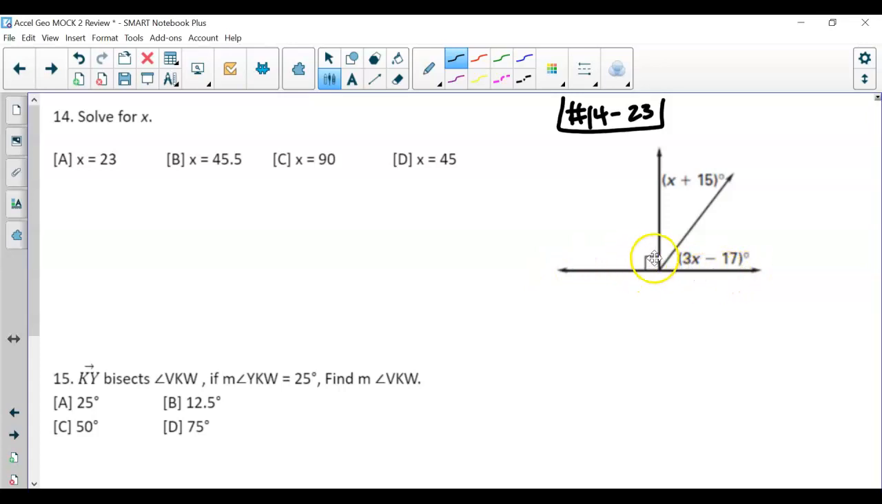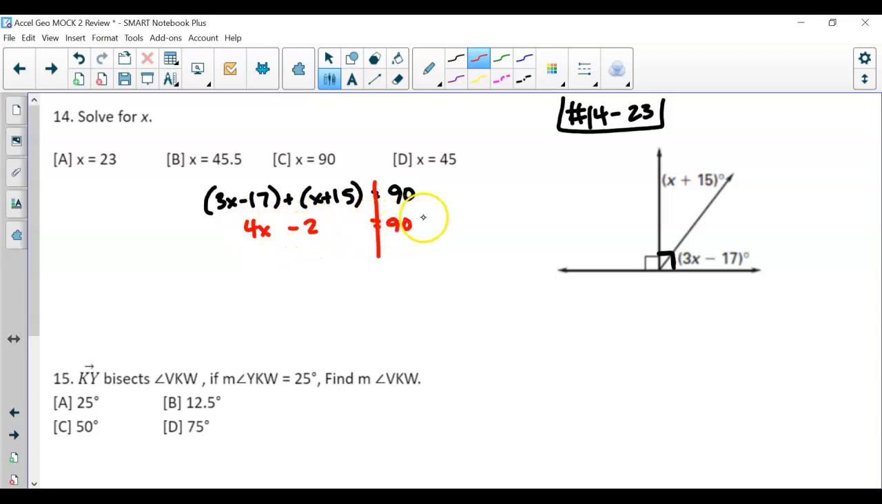Now this angle here is 90 degrees, complementary, which means these two angles are technically also complementary, adding up to 90 degrees. So these two values, 3x minus 17 plus x plus 15, are equal to 90 degrees. Now it's just solving for x. So combining like terms, 4x minus 2 is equal to 90. Now you're just solving your two-step.